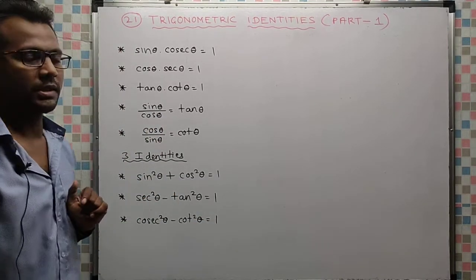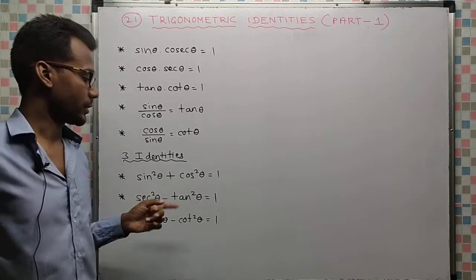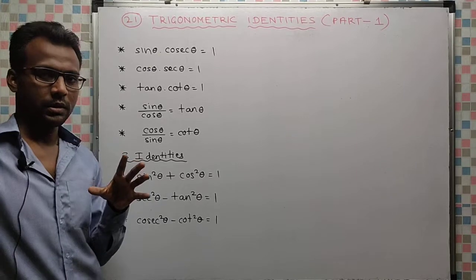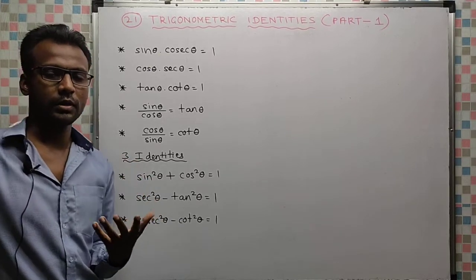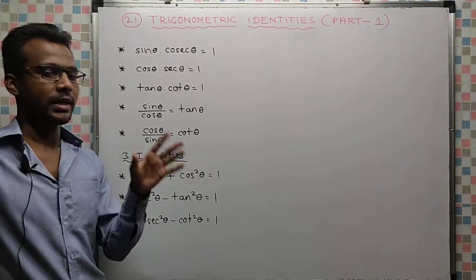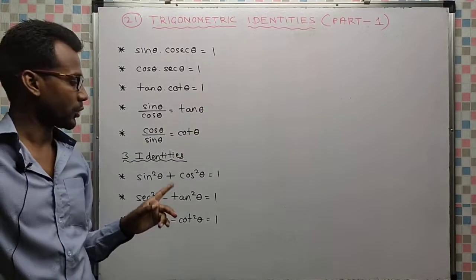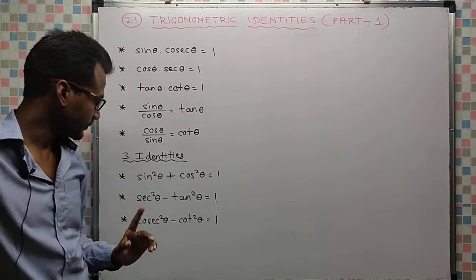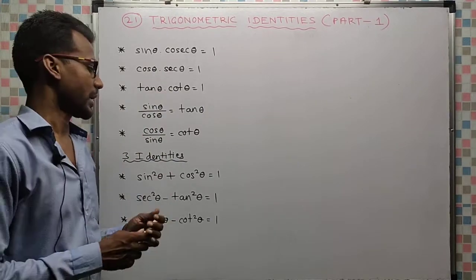So these three identities are very important. I told you in class 9, and now they are more important in class 10. Whatever proofs we get in class 10, any question related to this chapter, will be based on these three identities. So remember these three identities.